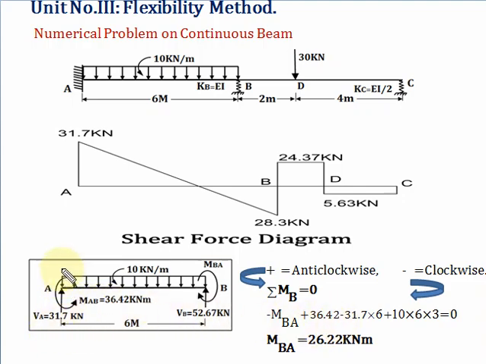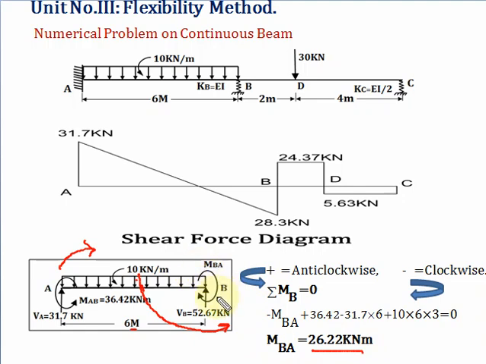Then vertical reaction at E, it will act like this, so it will be in clockwise, so minus 31.7, and the distance is 6. The 10 UDL will act like this in anti-clockwise direction, so 10 into the distance 6, and half of it is 3, so plus 10 into 6 into 3. So we'll get the moment in member BA as 26.22.